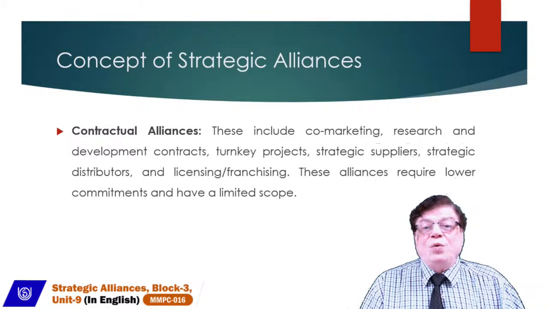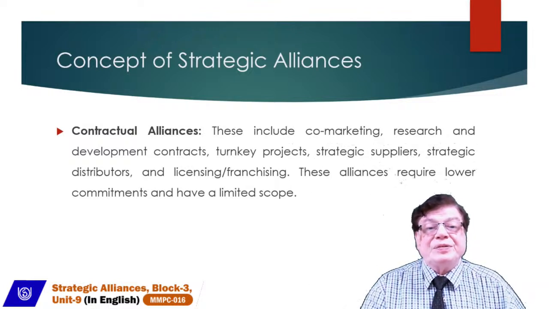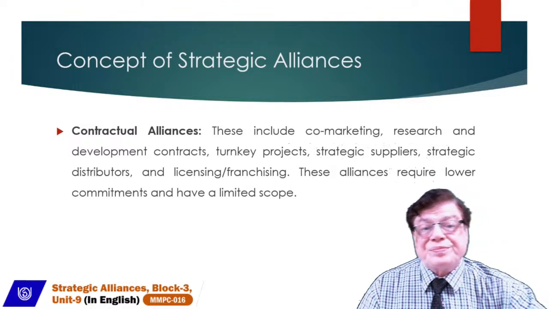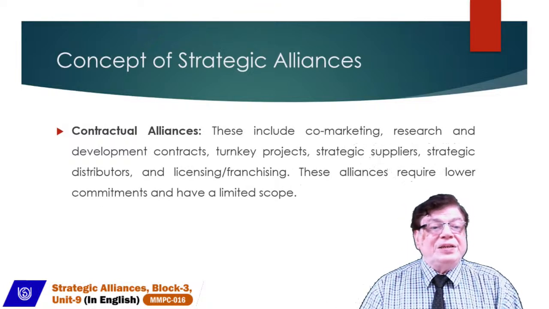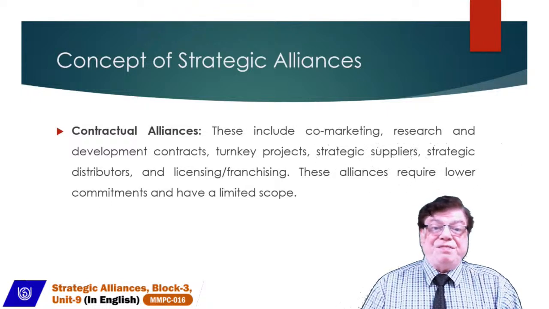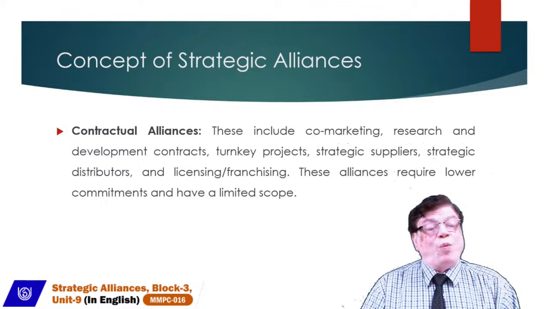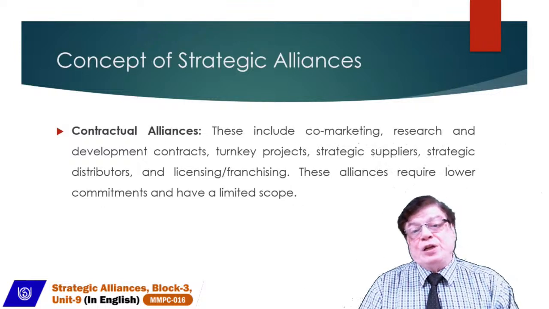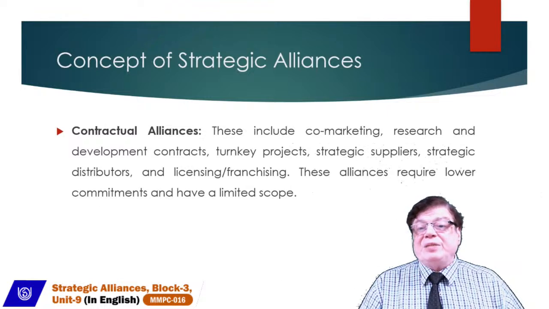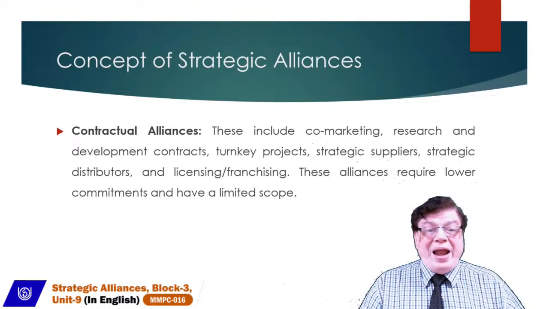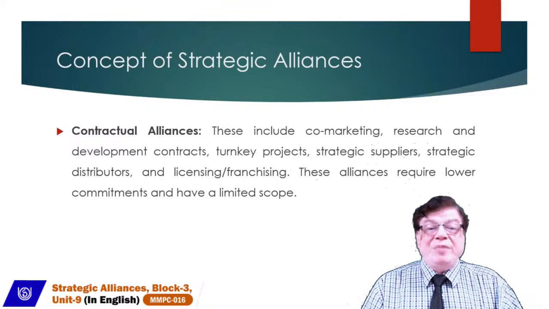Contractual alliances include co-marketing, research and development contracts, turnkey projects, strategic suppliers, strategic distributors, and licensing, franchising. These alliances require lower commitments and have a limited scope. So, contractual alliances include co-marketing, research and development contracts, turnkey projects, strategic suppliers, strategic distributors, and licensing, franchising. These alliances require lower commitments and have a limited scope.